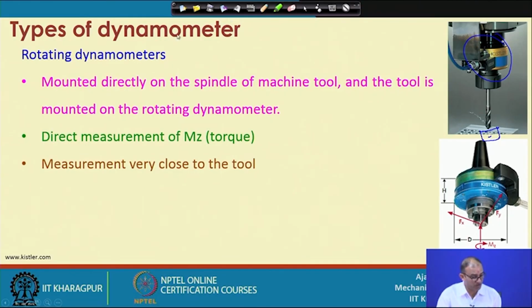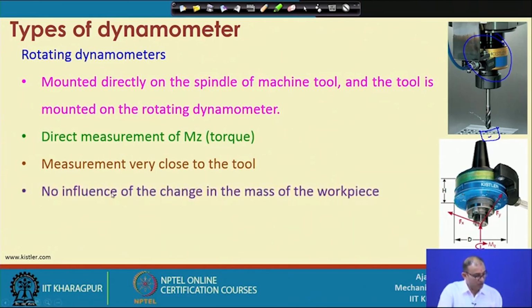Most of the time when you measure cutting force by means of a dynamometer, our objective is to find the status of the cutting tool. But with the stationary type of dynamometer, the dynamometer was attached to the workpiece, while we want information on the cutting tool, so the distance was very large. Here the advantage is that the dynamometer is very close to the tool. So, measurement is very reliable with the rotating dynamometer compared to the stationary dynamometer, and there is no influence of the change of the mass of the workpiece.